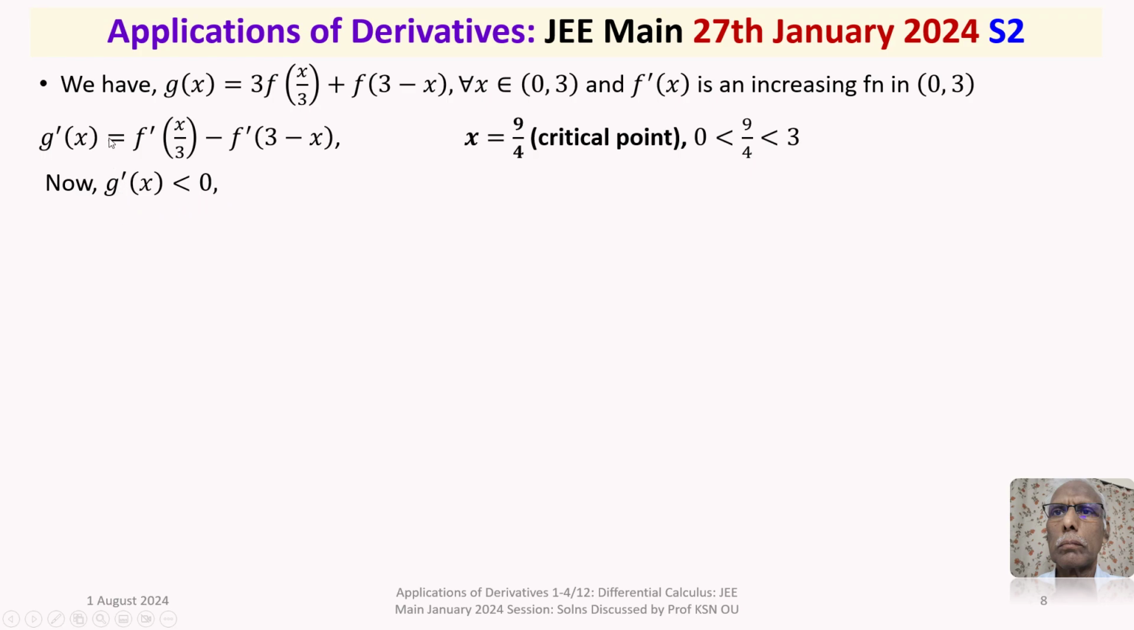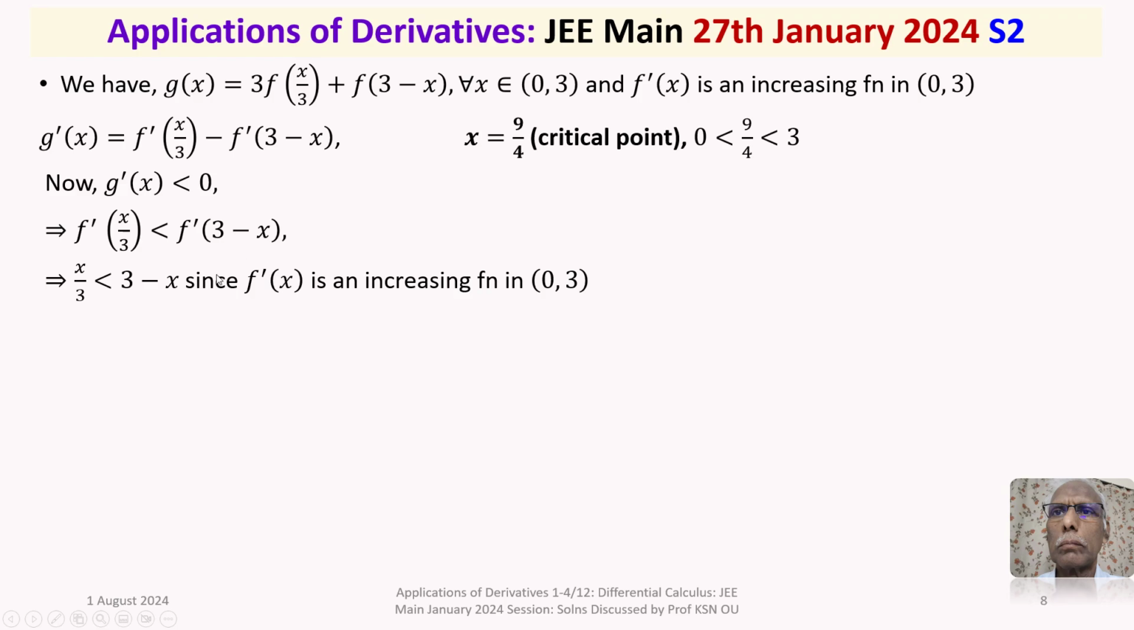This implies g prime x is less than 0, which means f prime of x by 3 minus f prime of 3 minus x is less than 0. That will imply f prime of x by 3 is less than f prime of 3 minus x. And f prime x is an increasing function. Therefore, it will give you x by 3 less than 3 minus x. So now simplify, you will get x is less than 9 by 4. So that means your g of x is a decreasing function in the interval 0 to 9 by 4.